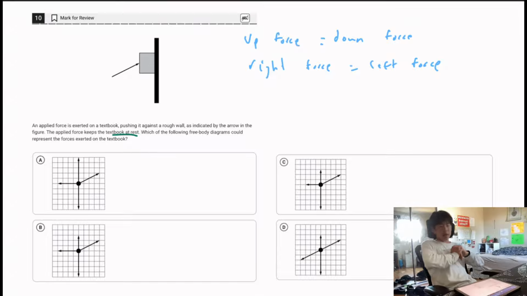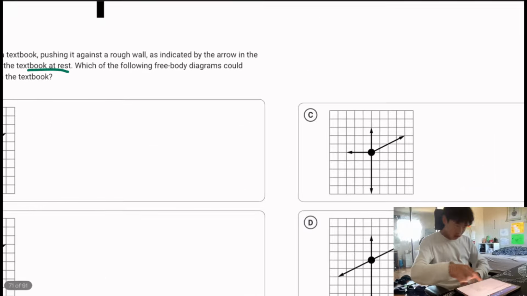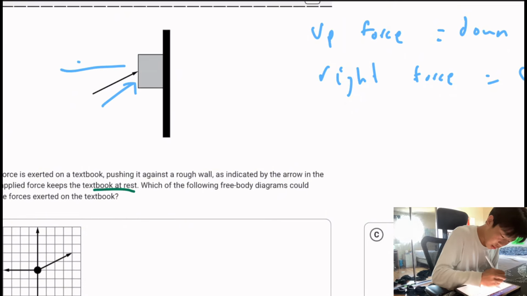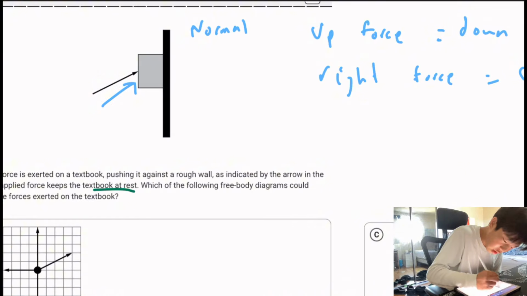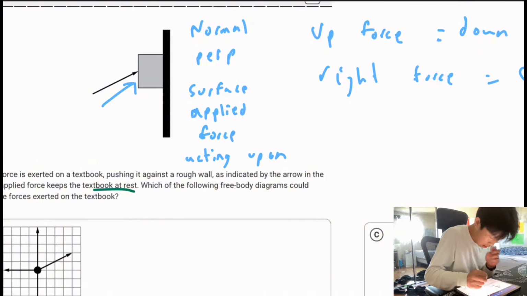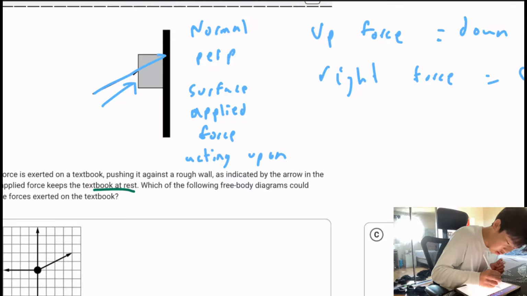So, what are some answer choices we can immediately eliminate? So first of all, the right force is going to be the applied force, and then the left force is going to be the normal force. And what do we know about the normal force? I literally just said this like 3 minutes ago, but the normal force is always perpendicular to the surface the applied force is acting upon. So in this example, the applied force is acting this way towards this wall.